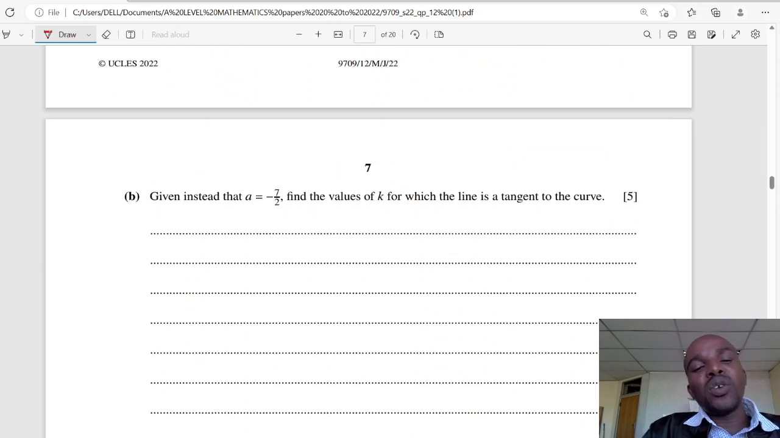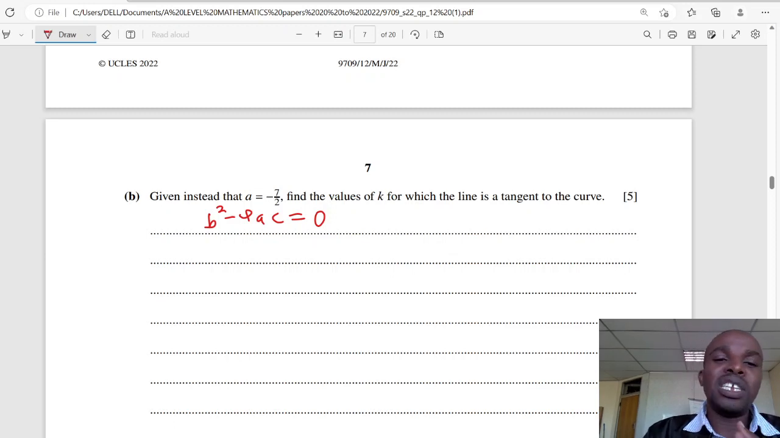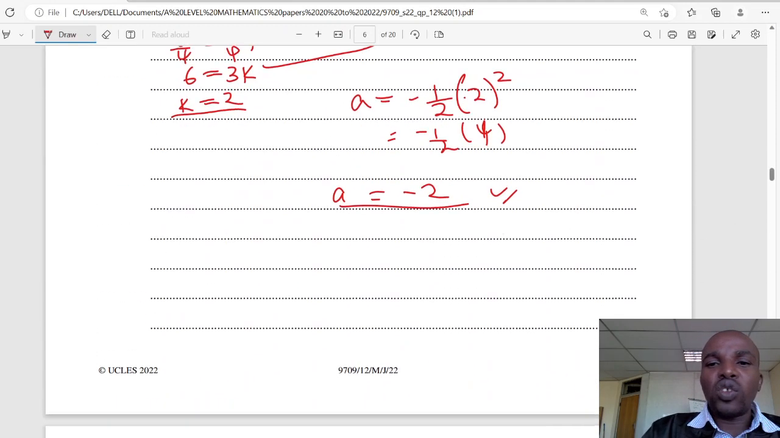Given instead that a is equal to minus 7 over 2, find the values of k for which the line is a tangent to the curve. Right, there are two things. If the line is a tangent to the curve, you can keep in mind that there's only one point, or there's only one root. So b squared minus 4ac must be equal to 0. That is, if a line is a tangent to the curve, there's only one point where they meet. So b squared minus 4ac is equal to 0. So a is equal to minus 7 over 2 now.